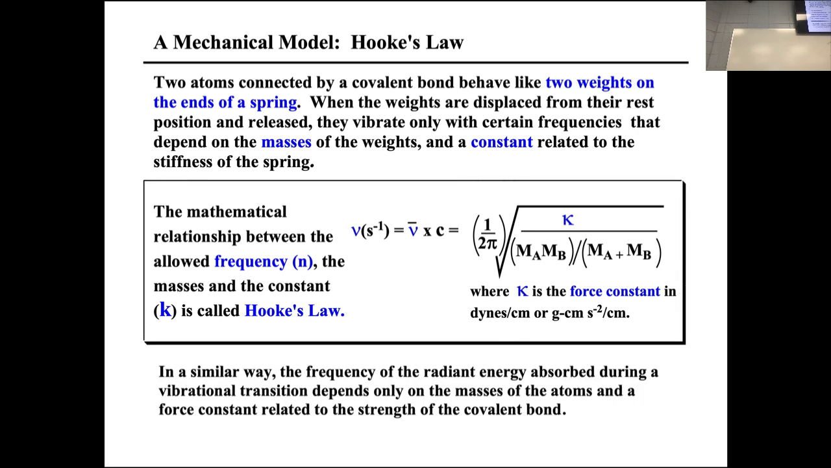All right. So, know what Hooke's law basically says. Do not worry about solving the math for Hooke's law, okay? It's not important in this class.